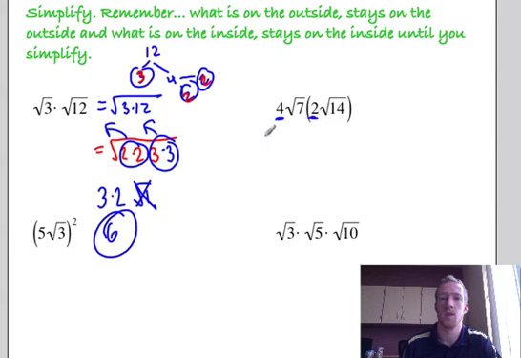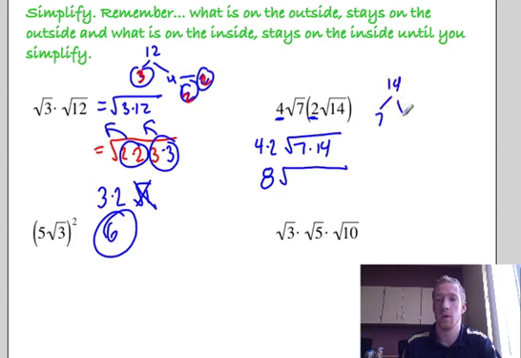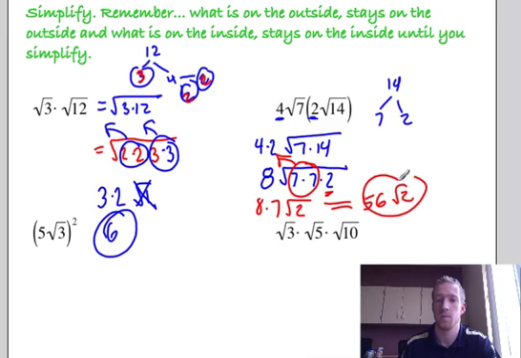So 4 root 7 times 2 root 14. Multiply what's on the outside. That's 4 times 2. And then multiply what's on the inside. 7 times 14. So 4 times 2 is 8. And then 14 is 7 times 2. So we have a 7. There's our pair. Take out 1. So we have 8 times 7. This is left underneath. And that gives us a 56 root 2.